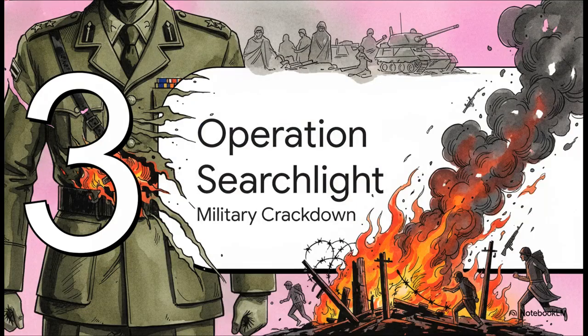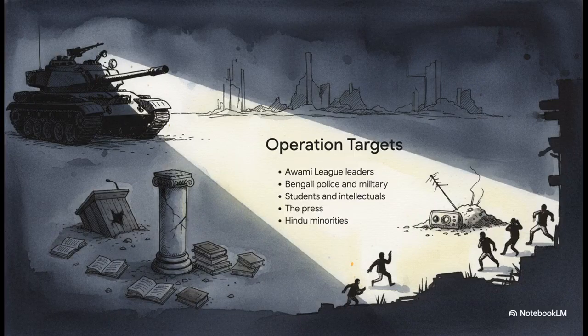And that leads us into part three, Operation Searchlight. What's wild here is that while political negotiations were visibly happening throughout March, the military was secretly prepping a totally brutal crackdown. Late at night on March 25, 1971, the Pakistan Army launched Operation Searchlight. This wasn't a small skirmish. It was a sweeping, violent campaign to crush Bengali separatism.